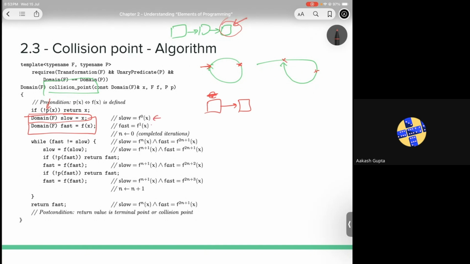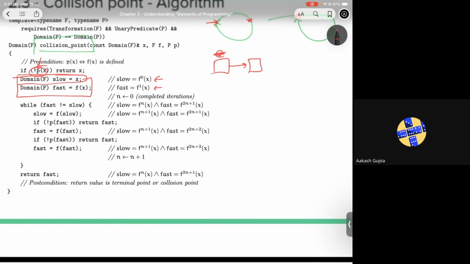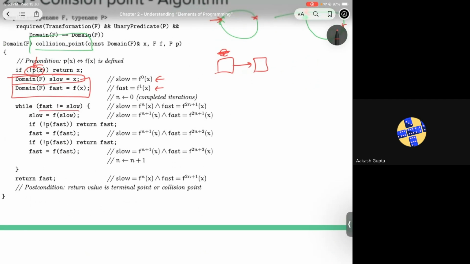The slow point is f0 of x, which is x, and the fast point will be at f1 of x. And we know that f1 of x exists because we came here only after checking that we can apply the function on x. So we move until fast is not equal to slow. This is the loop invariant that we maintain throughout the loop: if after n steps my slow pointer is at f^n of x, then our fast pointer will always be at f^(2n+1) of x. It is very simple. We first move slow one step, and we have to move fast two steps.